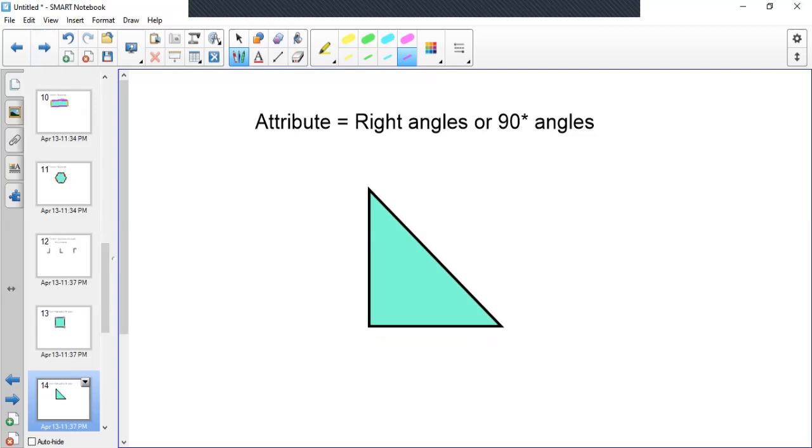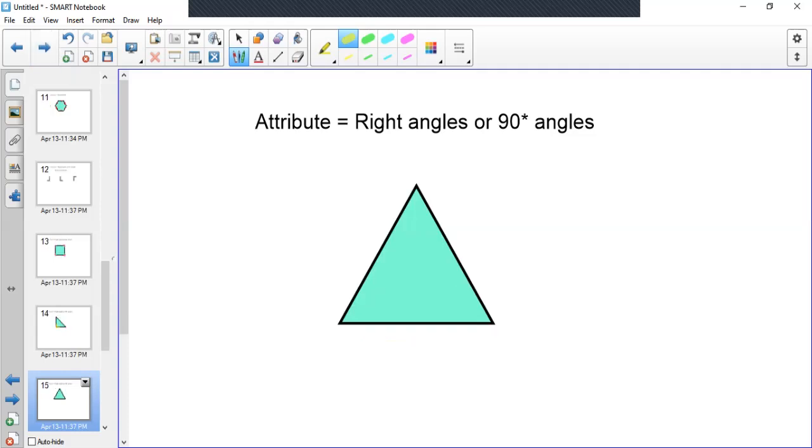What about this triangle? Does it have any right angles? Excellent job. Where do you see it? Yes, the bottom left. Looks like we have an L shape right here at the bottom left vertex. Excellent job spotting 90-degree angles.